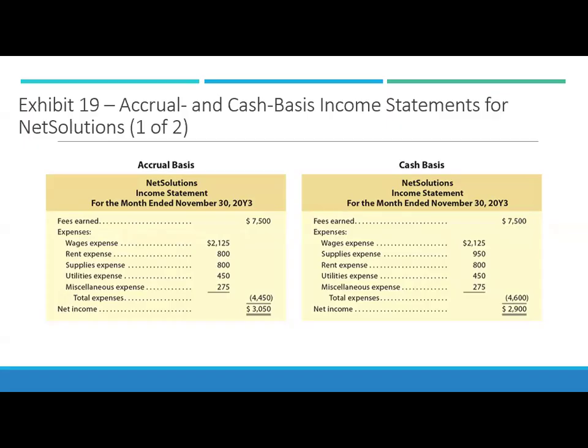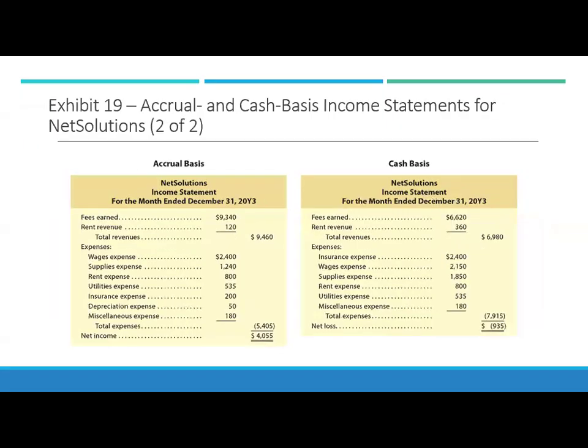So what that means is they purchased $150 in supplies that were unused. And right, accrual basis, we're only recording supplies expense for the supplies that got used up. Cash basis records it all at the time the cash was paid or received. So cash basis only records revenues and expenses at the time that there's a cash payment. And this can create problems.